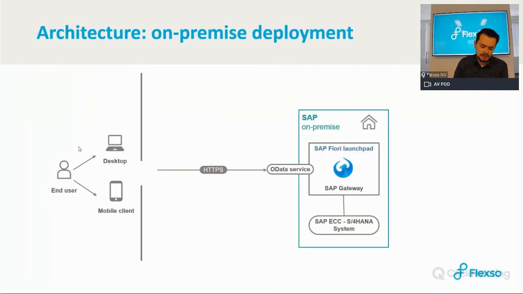There are several ways, so let's take a look at two of them. One of them would be to deploy the applications on your gateway system in your on-premise landscape. This means that the clients will access the applications via HTTPS, and that the gateway will communicate with the backend system, which can be an ECC system or an S/4HANA system, to provide the data. You should know that when you choose this option, you have to provide VPN access, firewalls, and all the security things that you have to consider in an on-premise landscape.